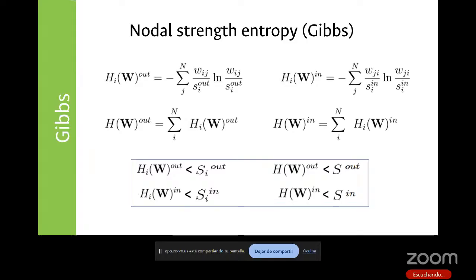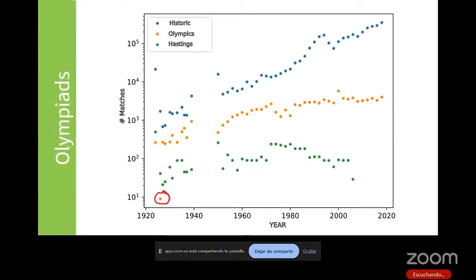And there is one thing which is important. The entropy which is related to the degree will be the upper limit to the entropy which is related to the strength of each node. So having this, let's go to the system.